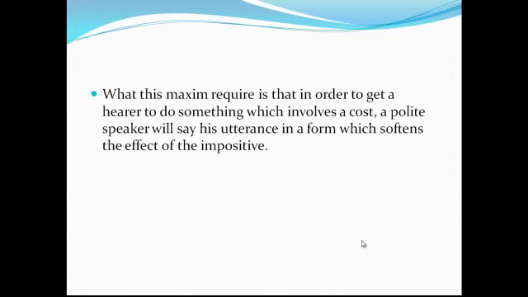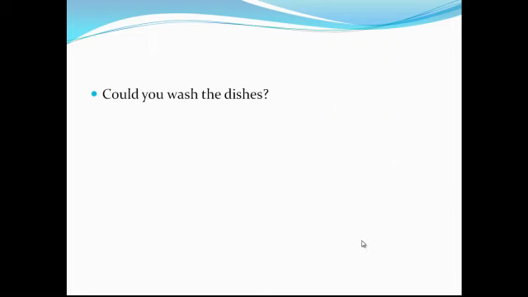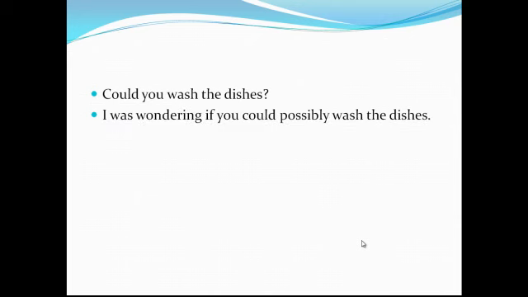What this maxim requires is that in order to get a hearer to do something which involves a cost on the part of the hearer, a polite speaker will say his utterance in a form which softens the effect of the impositive. That is, make it easier for the hearer to refuse. This can be done by increasing the optionality or by increasing indirectness. Thus, could you wash the dishes instead of wash the dishes? Because could you wash the dishes is giving chance for the other person, for the hearer, to deny or to refuse. The second instance would be, I was wondering if you could possibly wash the dishes.